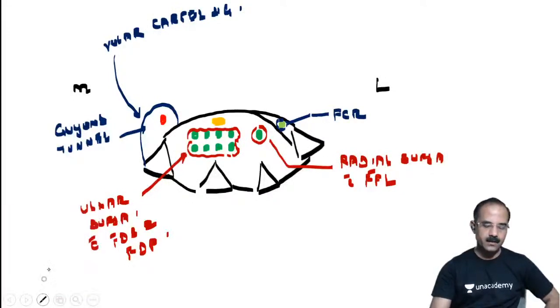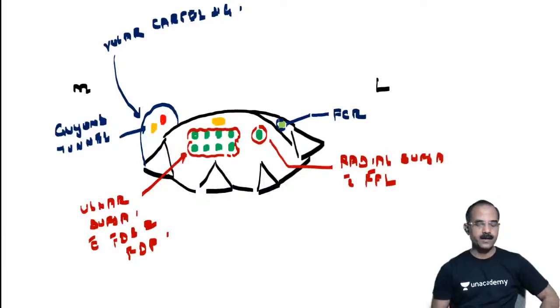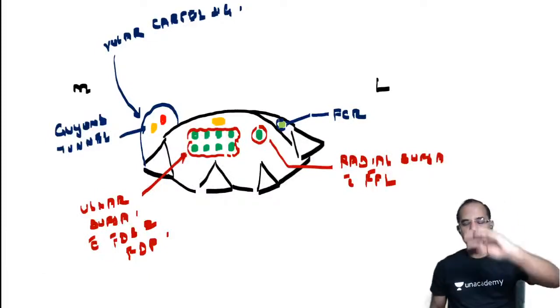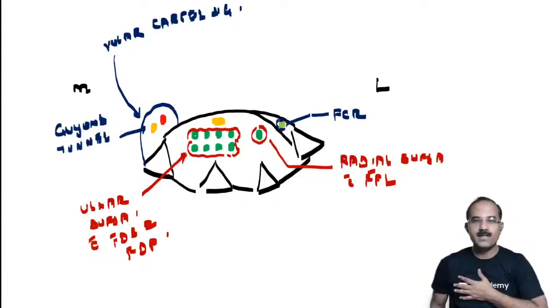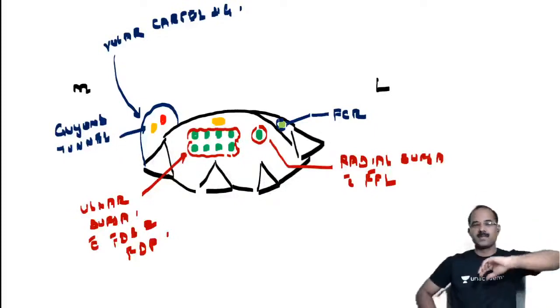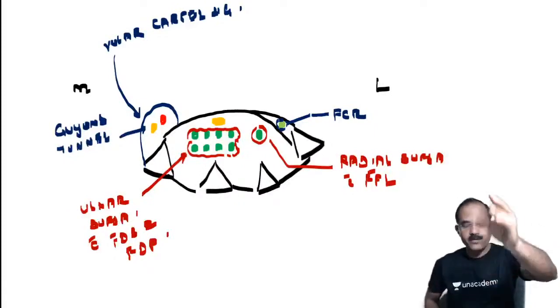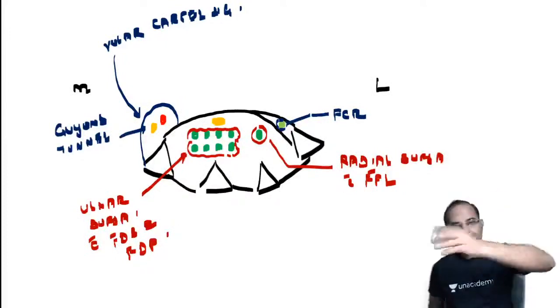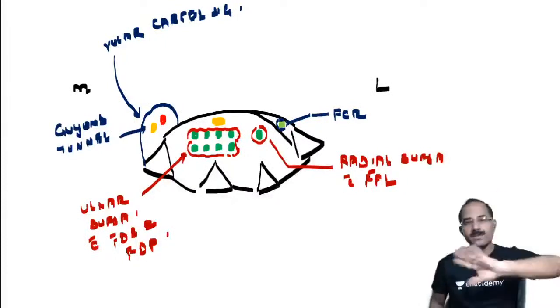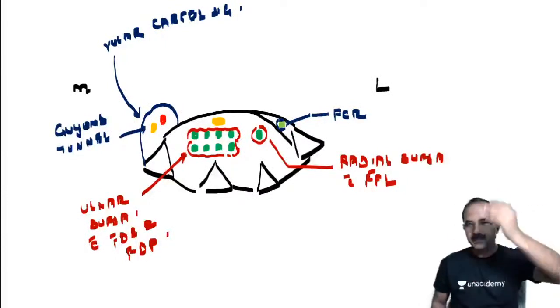Okay, this is Guyon's tunnel, and what will pass through Guyon's tunnel is the ulnar artery and the ulnar nerve. So ulnar nerve and ulnar artery, they go above the flexor retinaculum. They pass through Guyon's tunnel. So if you have to select out of ulnar nerve and artery and flexor carpi radialis, which structure goes above the flexor retinaculum?